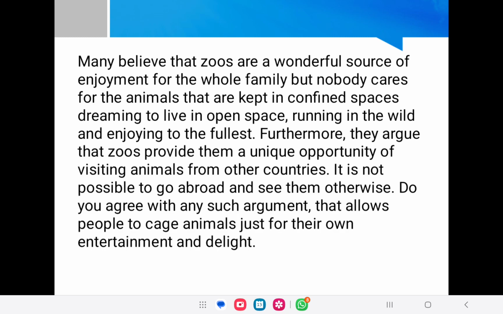Furthermore, I think we already talked about these transition words when we were doing summary writing. So here, this is the time to use these transition words. They show the continuity of the topic. They show that you know how to take your argument from one point to the next. So, furthermore, they argue that zoos provide them a unique opportunity of visiting animals from other countries. It is not possible to go abroad and see them otherwise.